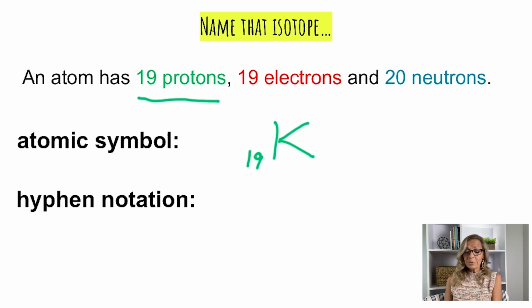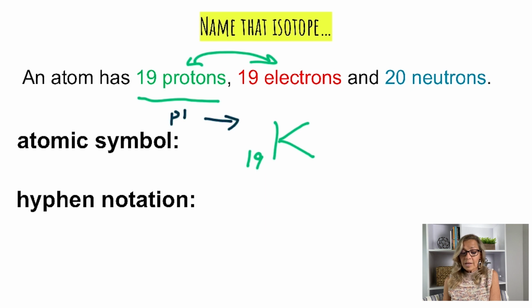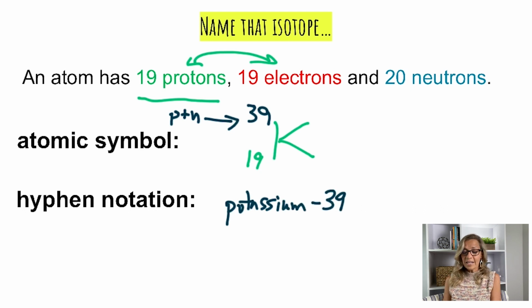Okay, so we already know that. This thing is electrically neutral. I noticed that the protons and electrons are equal, so that's an atom. And then how do we get the top number, the mass number? Well, the mass number is equal to the protons plus the neutrons. So 19 plus 20 is 39. So this is element or isotope potassium 39. So the hyphen notation, we're just going to write the name potassium hyphen 39. Occasionally you will see K hyphen 39, but that's generally the way you write hyphen notation.